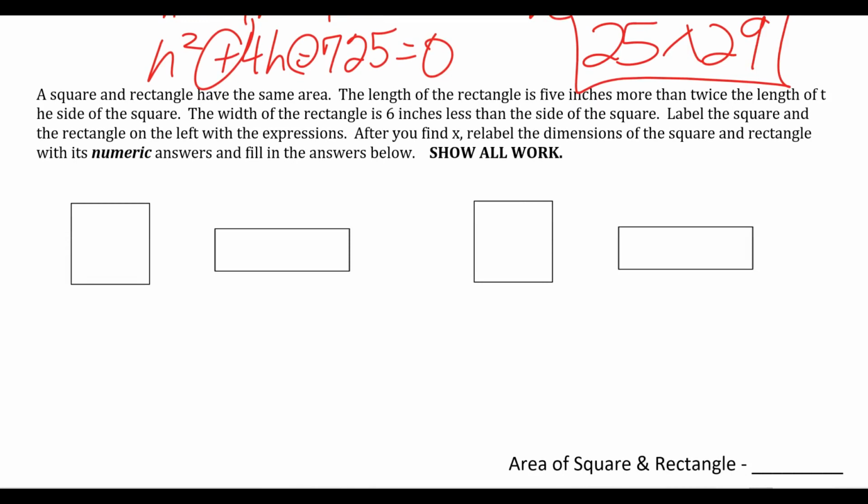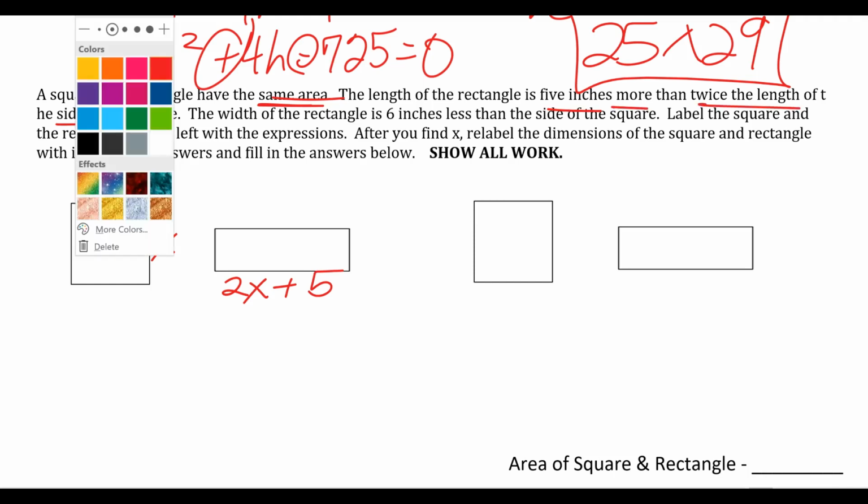A square and a rectangle have the same length. The length of the rectangle is 5 inches more than twice the length of the side of the square. So the side of the square we don't know, so that has to be x. And the square and the rectangle have the same area. So the length of the rectangle is 5 more than 2 times the side of the square. So that's 2x plus 5.